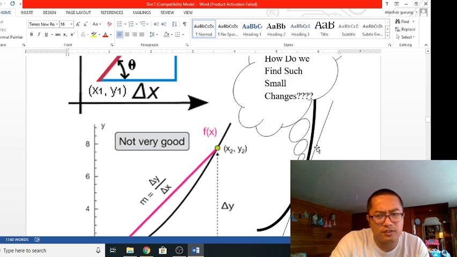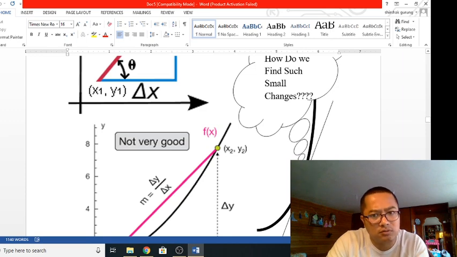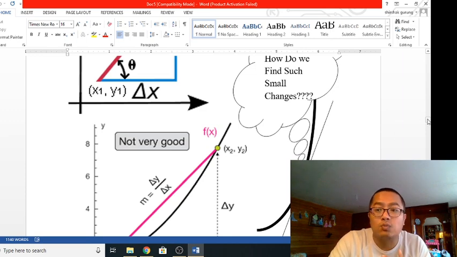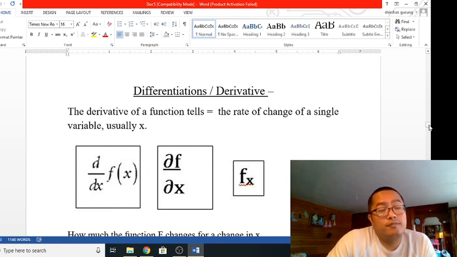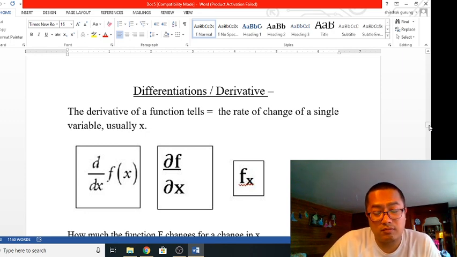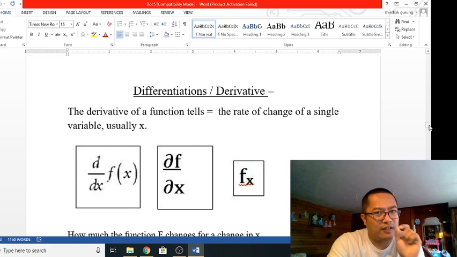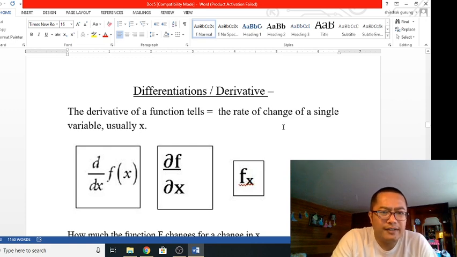When we can find the slope of this tangent, then we have found the rate of change, the instantaneous rate of change. At that point, when x is almost zero, what is the steepness of the slope? The answer is that we find derivatives. Differentiation is what calculus tells us, that we can find the smallest rate of change. The derivative of a function, if that straight line or that curve was a function, tells you the rate of change of a single variable x.